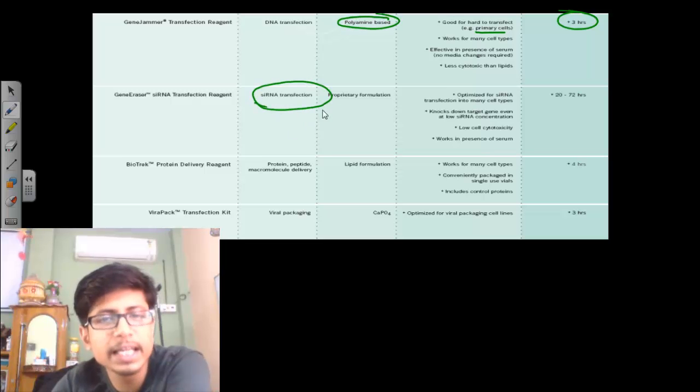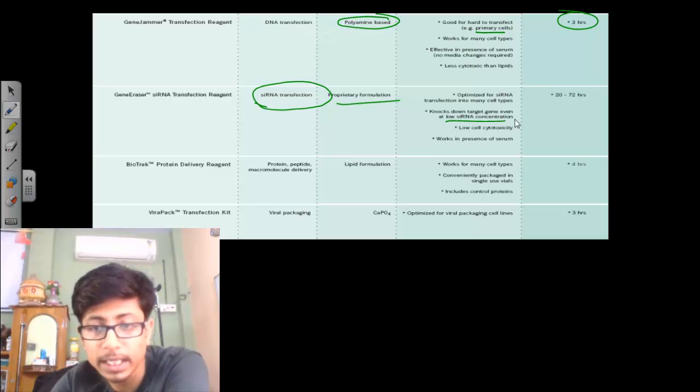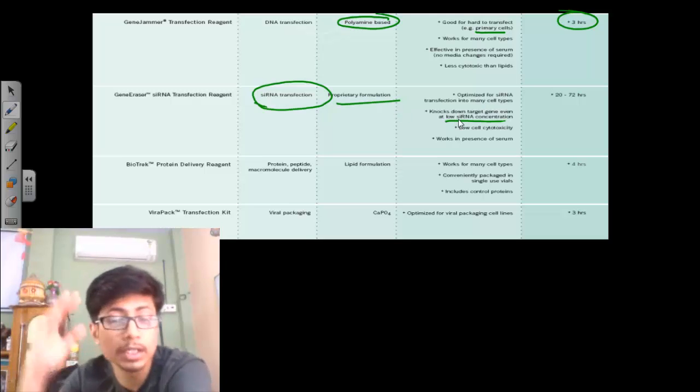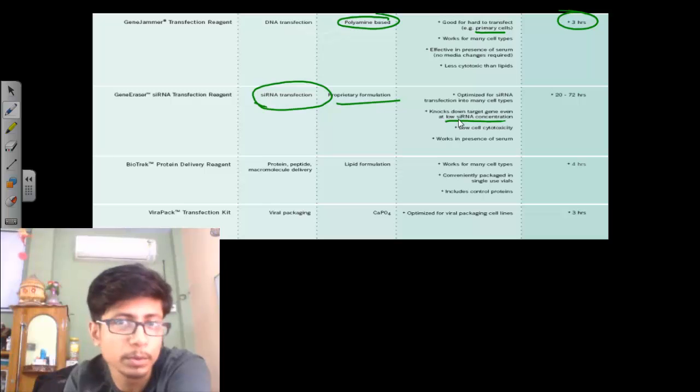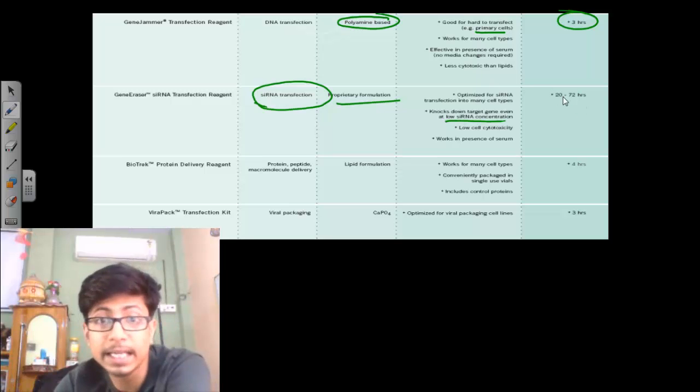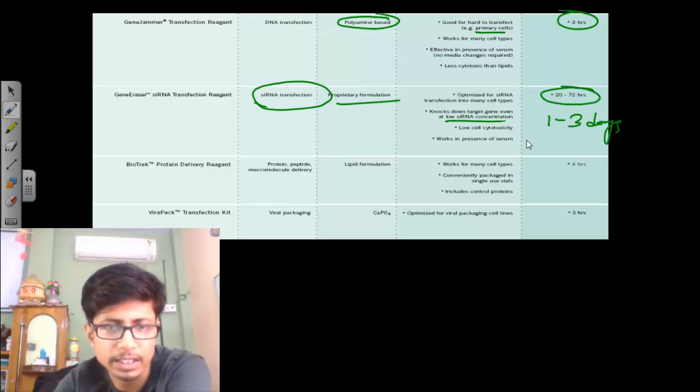If you want to do siRNA transfection, we can use a proprietary formulation that is completely optimized for siRNA delivery. It knocks down the target gene even at low siRNA concentration, because in most cases we do siRNA transfection to knock down the functionality of a particular gene, to block the synthesis of certain proteins inside the cell by inserting siRNA from outside. This can take a long time, like 20 to 72 hours, 1 to 3 days; a huge duration is required.